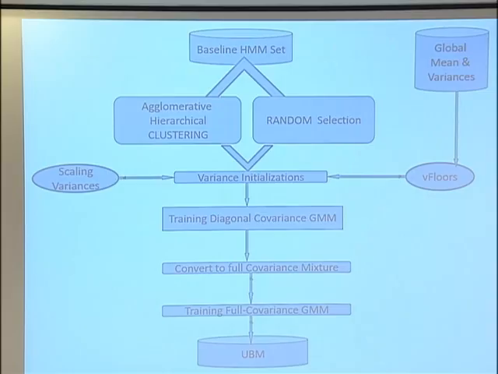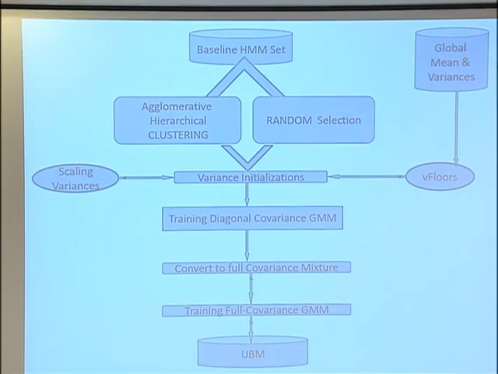From a baseline, but this approach is better and the most optimal. And the global means and variances can be used for calculation of variance flows that can be used while re-estimation. From the baseline HMM set, which contains approximately 20,000 Gaussians, we can get to 100 Gaussians through agglomerative clustering or through random selection.